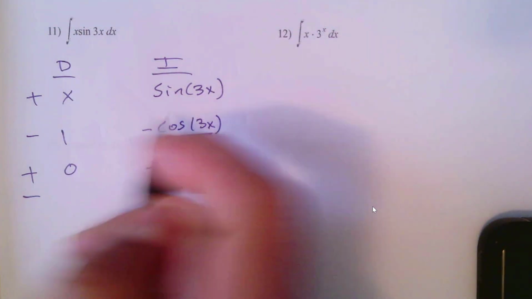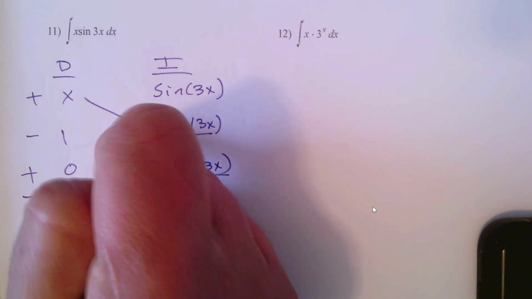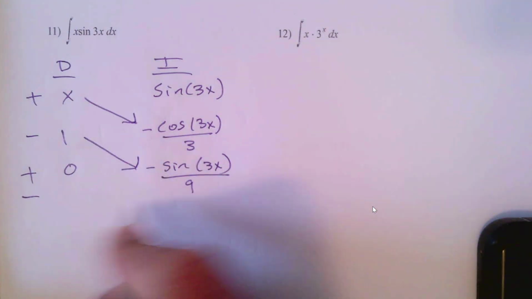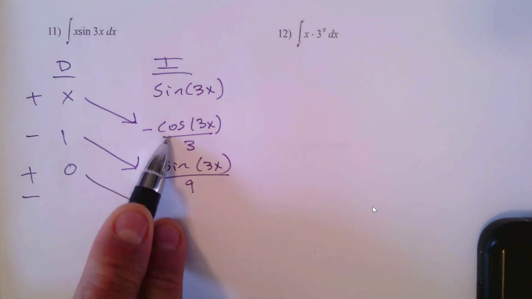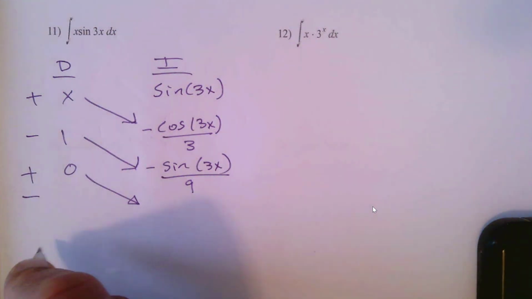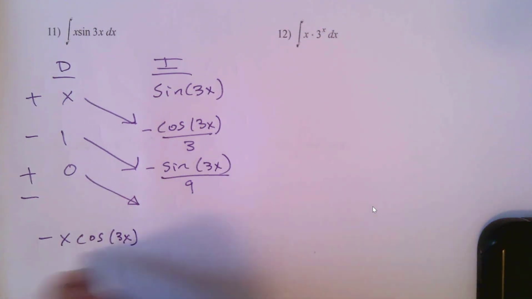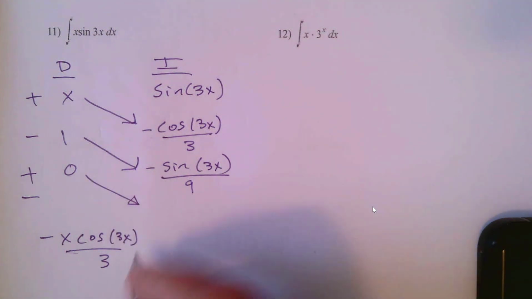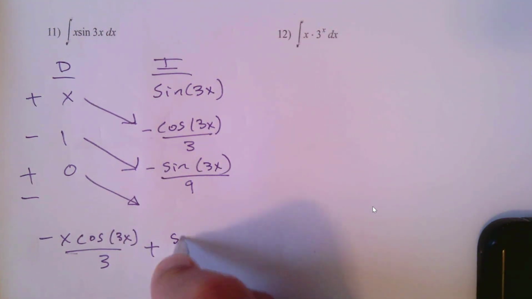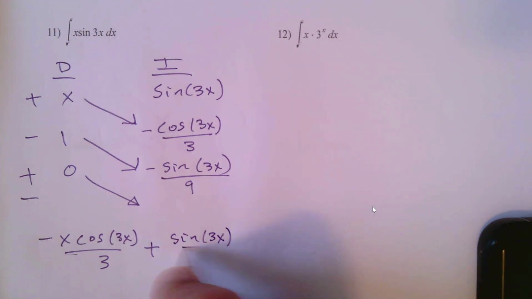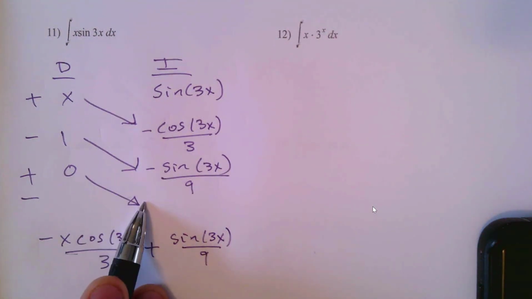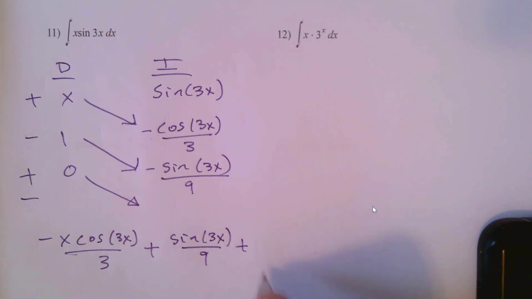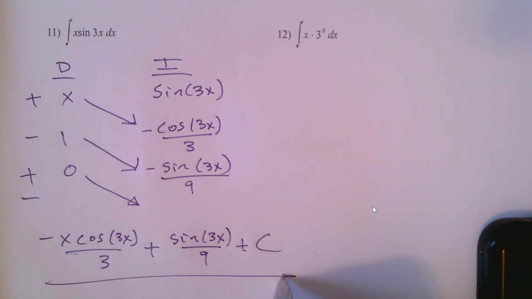Since we got a 0 here, and we already did the integration, our answer is just going to be along the diagonals here. So our first term is going to be positive x times this guy, which is going to come out to a negative x cosine of 3x over 3. Here we have a negative 1 times a negative times a negative, which makes that a positive, sine of 3x over 9. Here we're going to get 0. 0 times anything is just 0, so we don't have any more terms, but we do have to have the plus c, and we've got our answer.